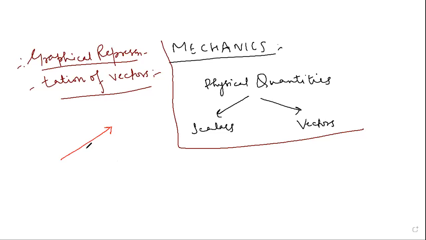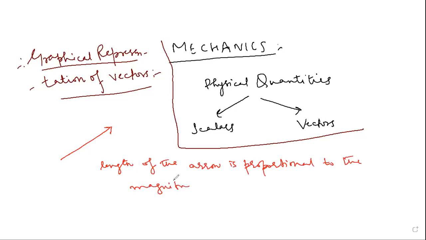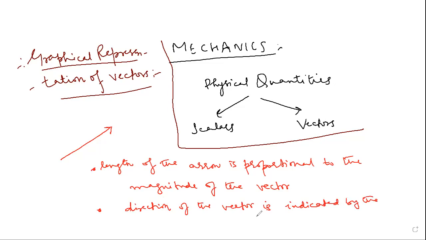By an arrow with the condition that the length of the arrow is proportional to the magnitude of the vector. Second thing, the direction of the vector is indicated by the arrowhead.